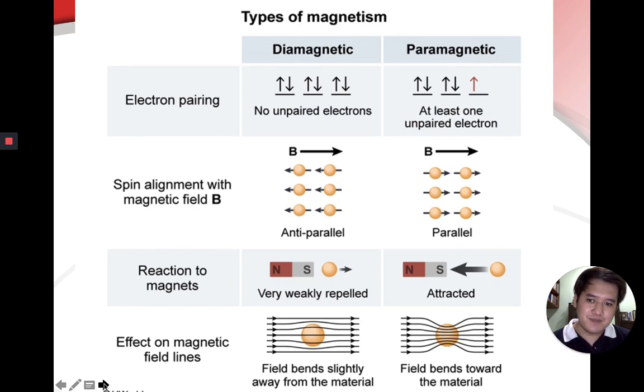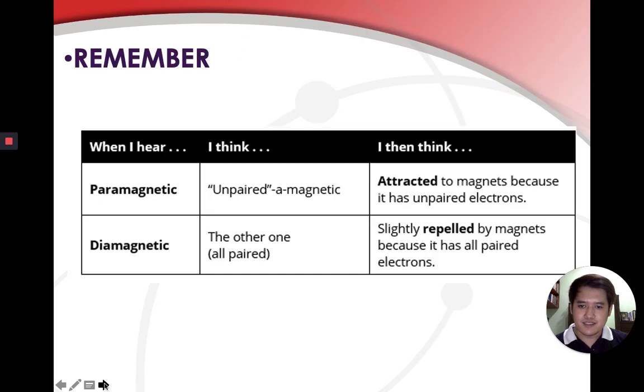And you see here what happens to the spin alignment with the magnetic field B. So in physics, we usually represent a magnetic field as B. So for diamagnetic, it is anti-parallel. It stays away, or it is repelled, while for paramagnetic, it aligns with the magnetic field B. All right, and then you see here what the effects of those electrons are on the magnetic field lines.